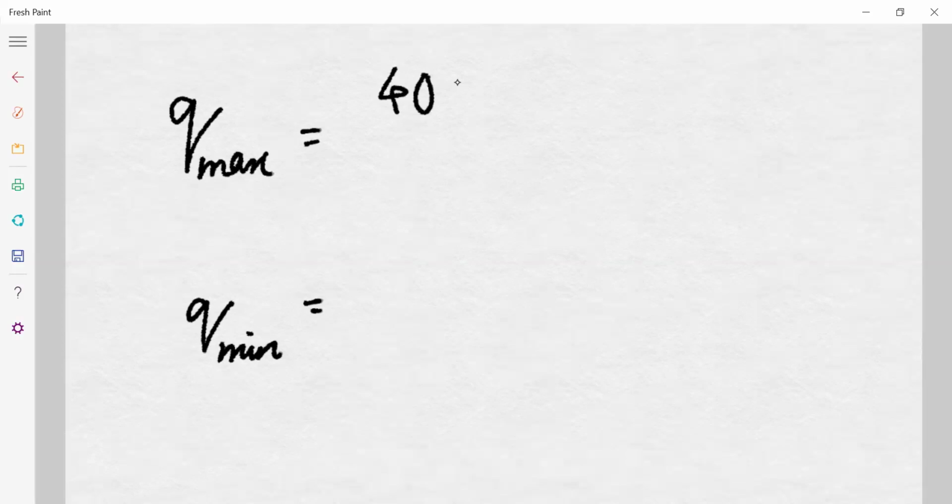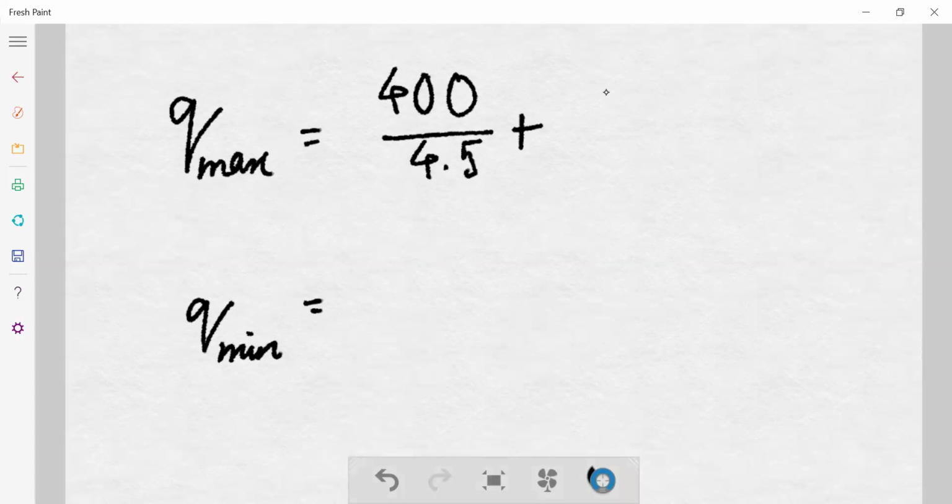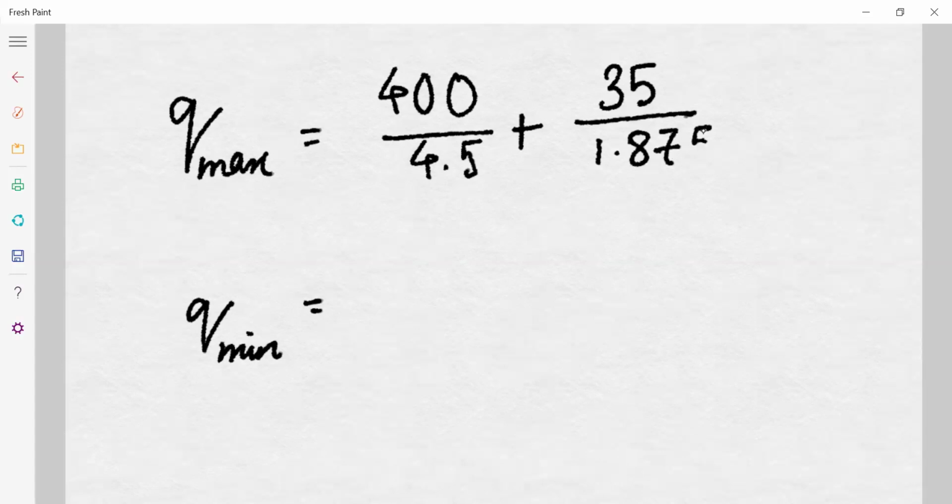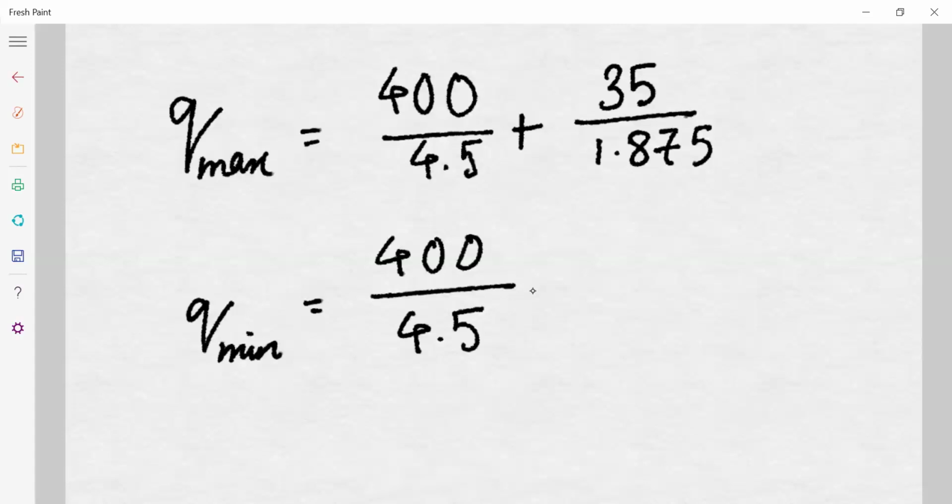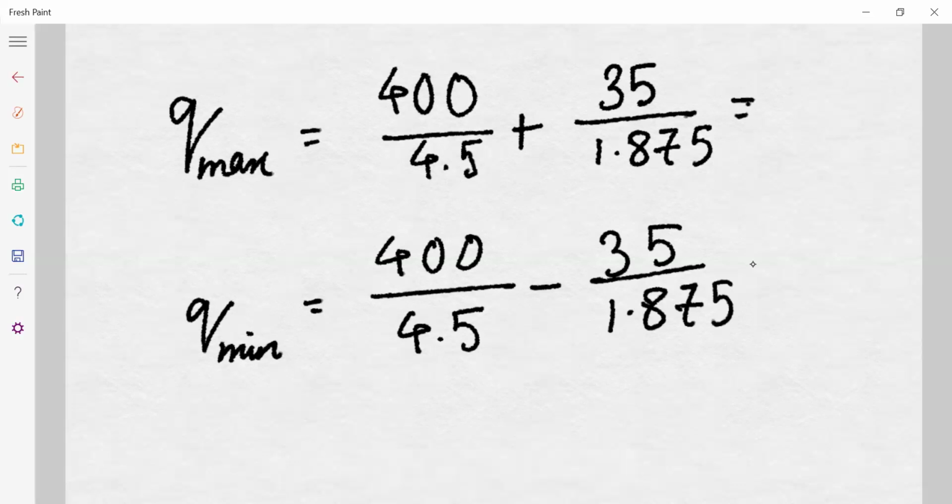So the values, one will be Q max and one will be Q minimum. So Q max will be the load 400 by area 4.5 plus 35 moment by 1.875, and Q minimum will be 400 by 4.5 minus 35 by 1.875. Let me find out these two values now.